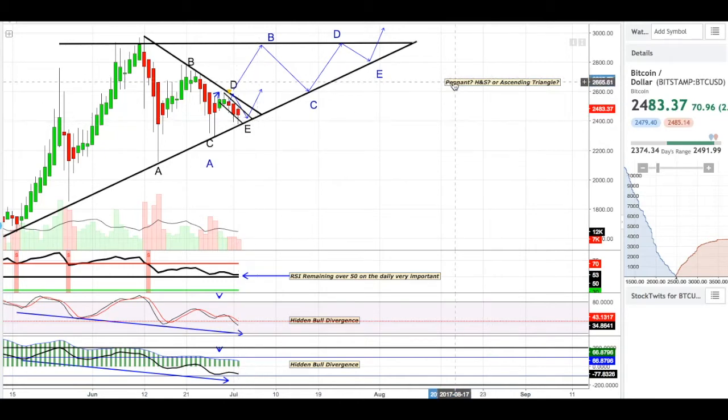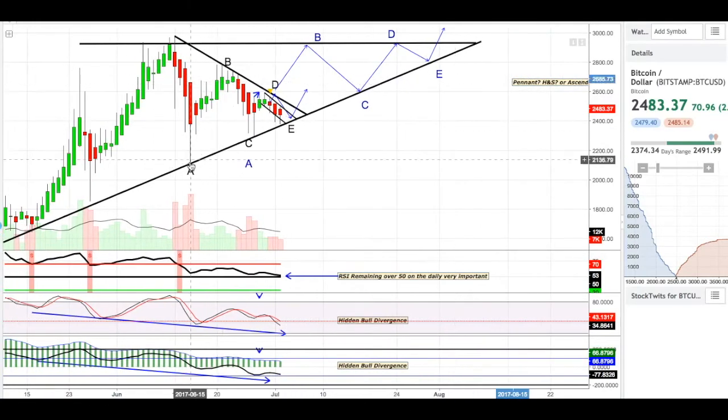The second pattern that I'm seeing is this pennant, marked by this black ABCDE, and this is the top resistance line for the pennant, and this is the bottom support line for the pennant. We come down, hit our first area of resistance, come down, set our first area of support. This is A, B, C, D, and we're approaching E.